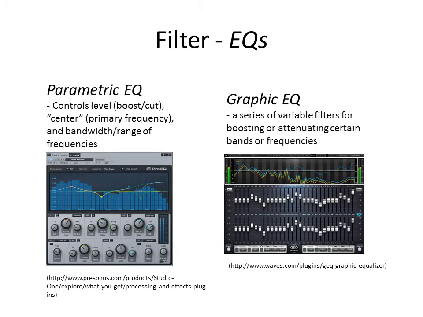And then finally, we have the equalizers. The first type is the parametric equalizer, which is going to control the level and the center, which is the primary frequency around which you're equalizing, and then the bandwidth, the range of frequencies. A little bit different equalizer is the graphic equalizer, which is just a series of variable filters for boosting or attenuating certain bands of frequencies.